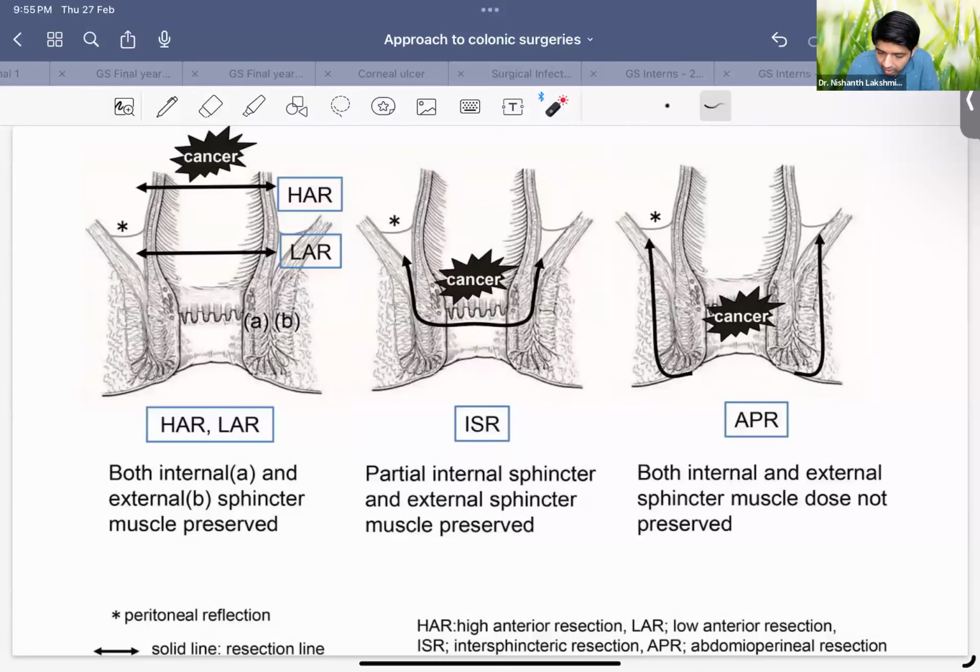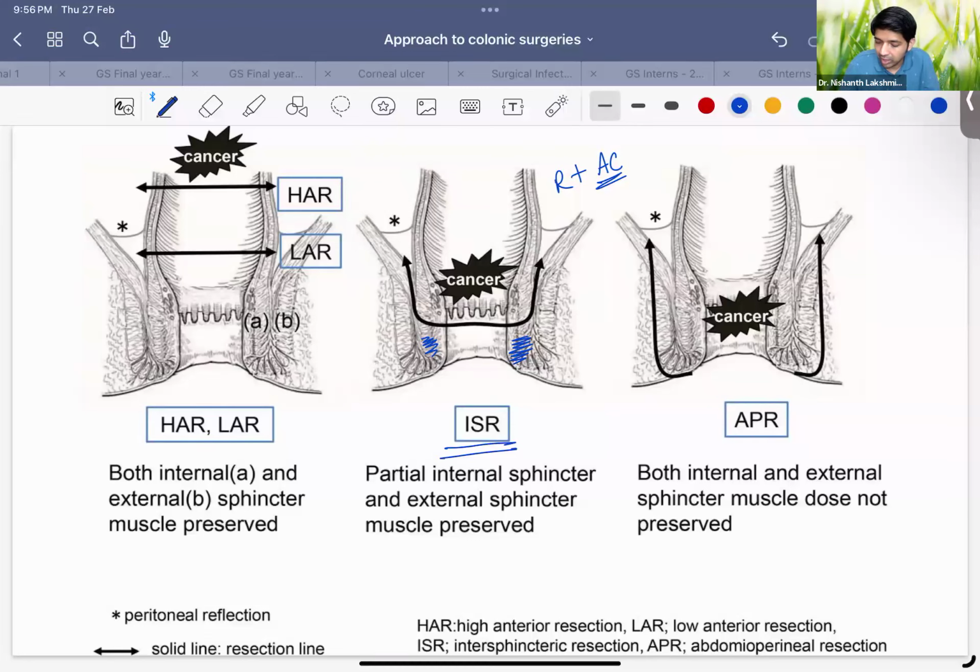But sometimes the location of your cancer will force you to take the internal sphincter also. But if you can get away by taking only a small bit of the internal sphincter like this, that is called the intersphincteric resection, where along with the rectum, you're taking a part of the anal canal also. So it is rectum plus a part of the anal canal, leaving behind a small bit of the internal sphincter. That is called the intersphincteric resection.